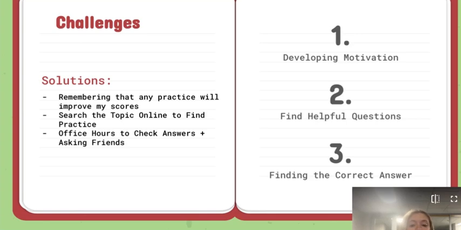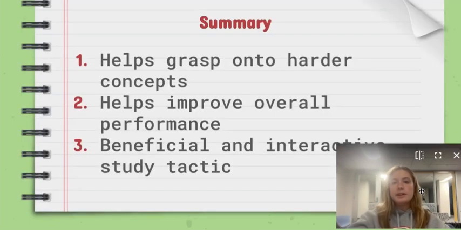And office hours are helpful to check answers along with asking friends that you may have in that course, since they may know how to do a question that you are not 100% sure about.